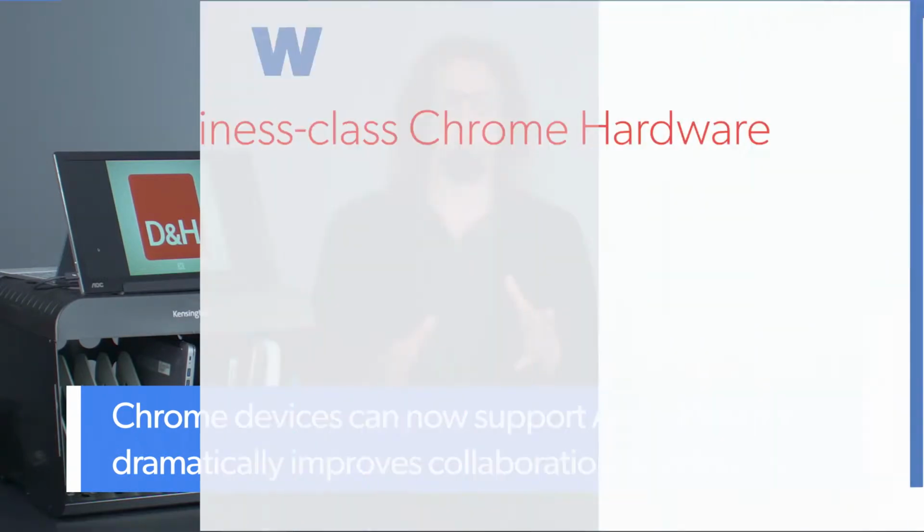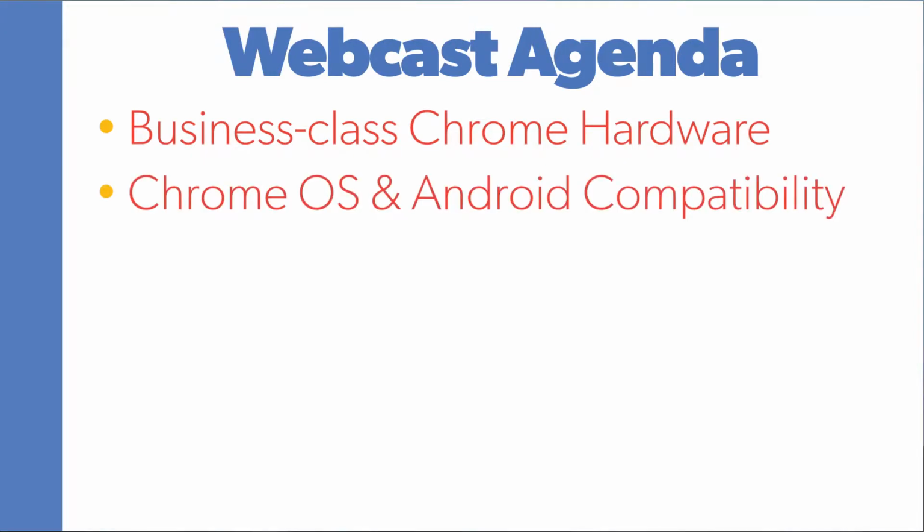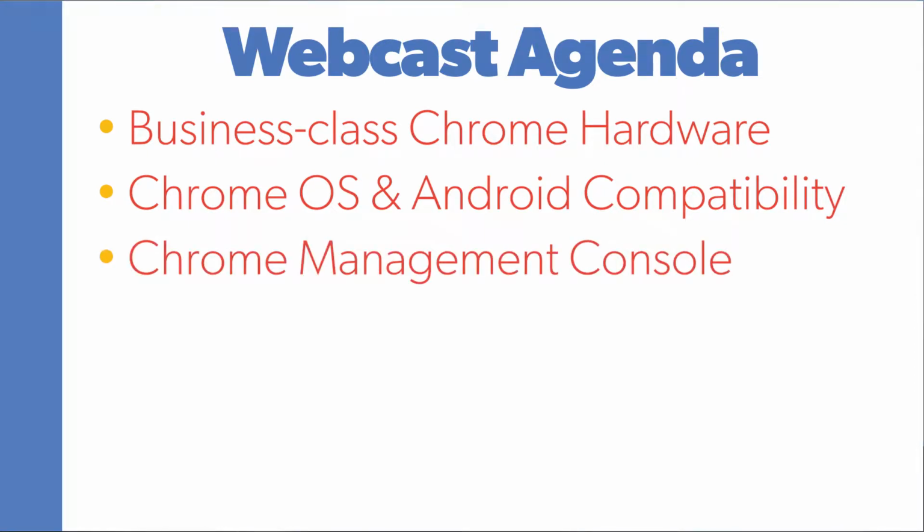So what I want to cover is business class Chrome hardware. We're going to look at the Chrome OS a bit more and the Android compatibility that I mentioned, via the updates that these devices have been constantly getting, to include the ability for cross-compatibility with other software from the likes of Cisco and Microsoft. We're also going to look at the big piece that I mentioned earlier that transcends hardware platform, which is the management console itself, and how we can lock these devices down for the organization and make sure that only the users that we want can access these things to be able to do what they need to do.